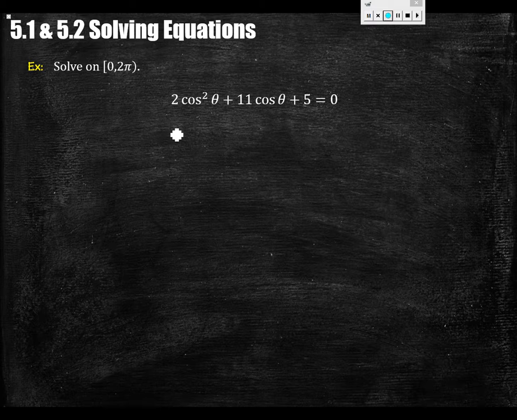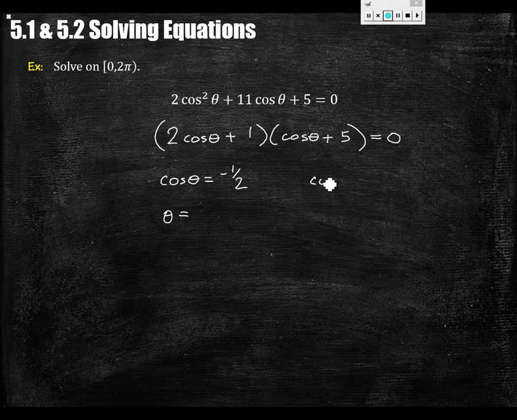Don't you want to factor it? Oh wait, this was finally one where, wishful thinking, maybe that's a 5 and a 1. Wishful thinking for the win. Okay, good, that works. So cosine is either negative a half, I feel like we've done that one before, or cosine is negative 5. I don't know what that is. We'll figure it out in a second. So that's 2 pi over 3 and 4 pi over 3.